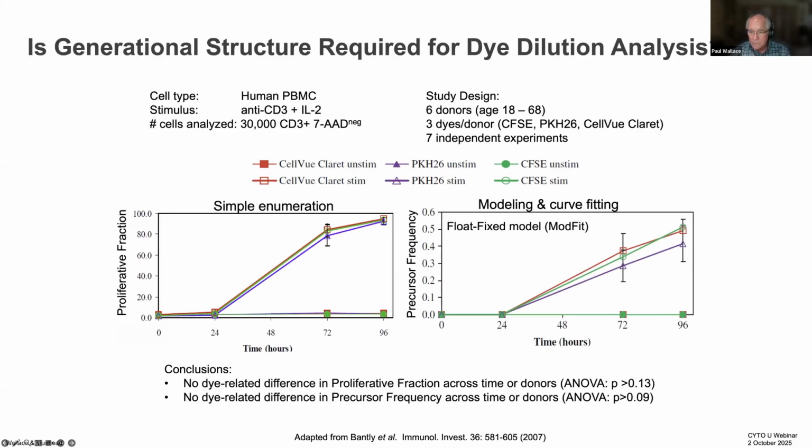This is because modeling takes small channel-to-channel intensity variations into account when making generational assignments. In contrast, simple enumeration ignores such variation and only asks whether a cell's given intensity falls below that of the stained but unstimulated control.